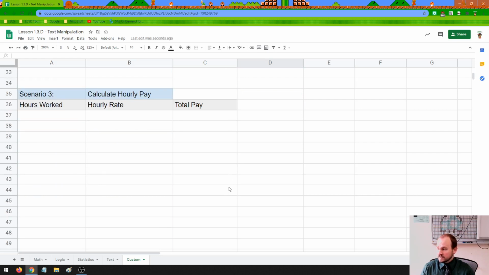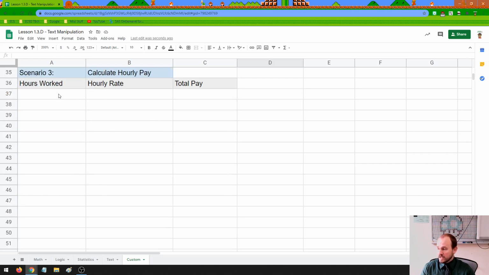Finally, what we have is scenario number 3. We have a situation where at some point you will probably be working a job where you get paid hourly, meaning the number of hours that you work represents how much you get paid. If you work for 3 hours, you get 3 times the hourly rate. If you work 24 hours, you get 24 times the hourly rate. So we can even go one step further. Let's take these and shift them over one.